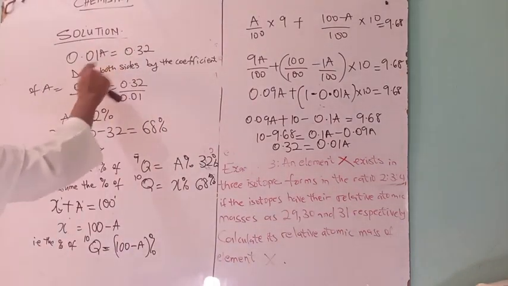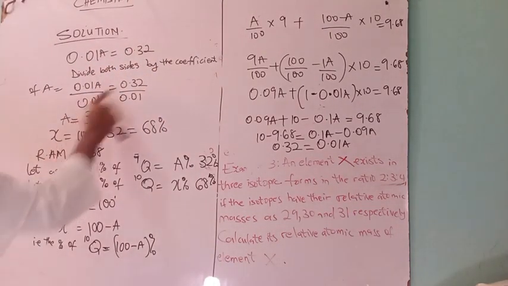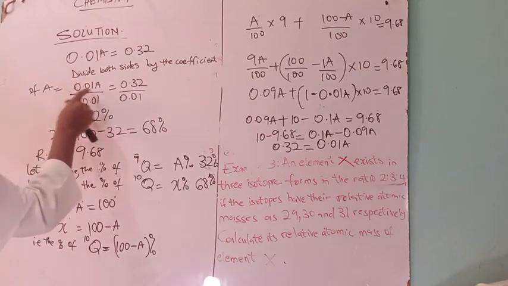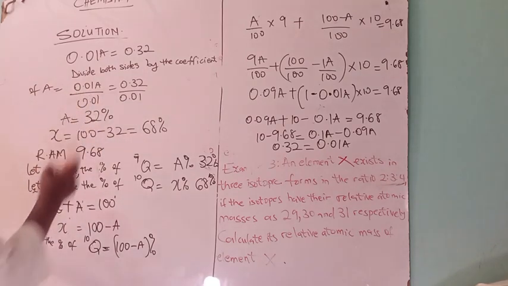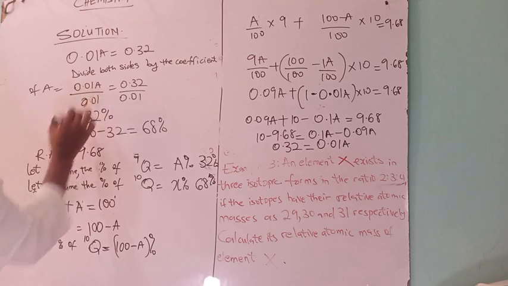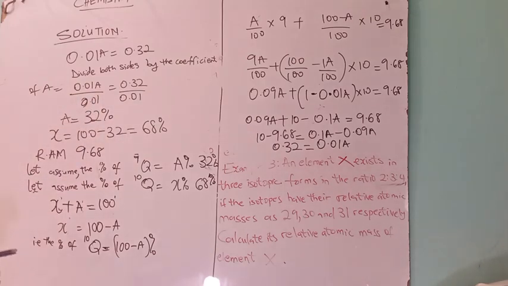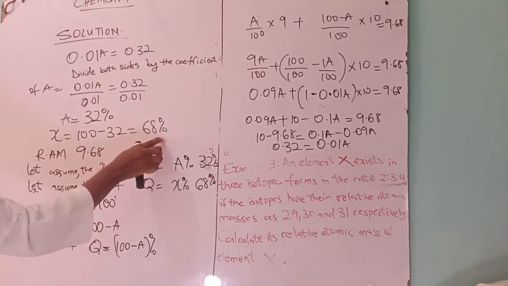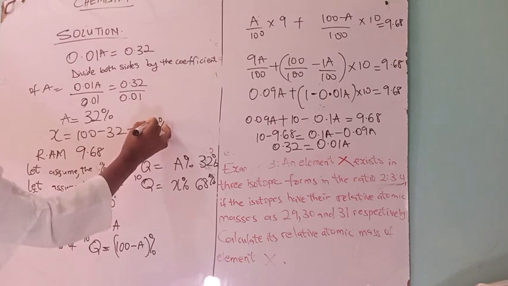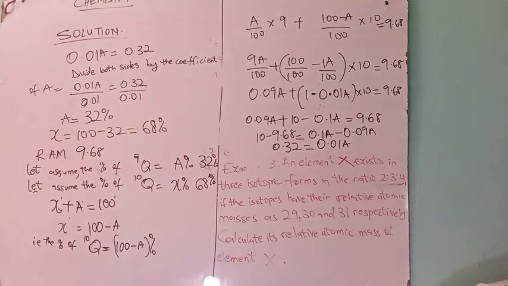10 minus 9.68 is 0.32 equals 0.1A minus 0.09A, which is 0.01A. So 0.01A equals 0.32. Divide both sides by the coefficient of A. 0.01A over 0.01 equals 0.32 over 0.01. A equals 32%. X equals 100 minus 32, that gives us 68%. That's the end.